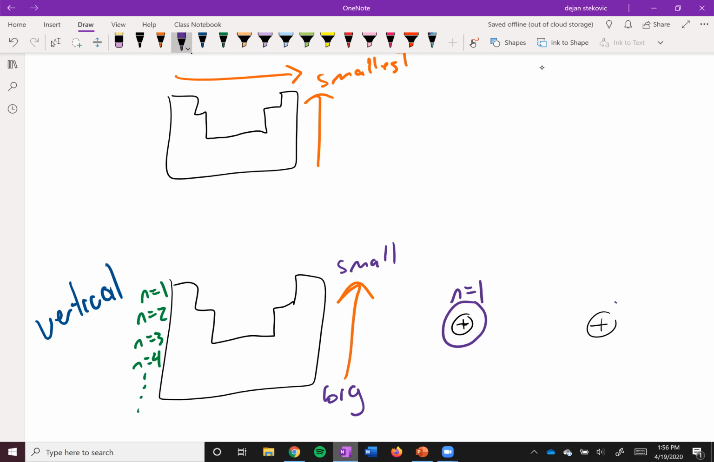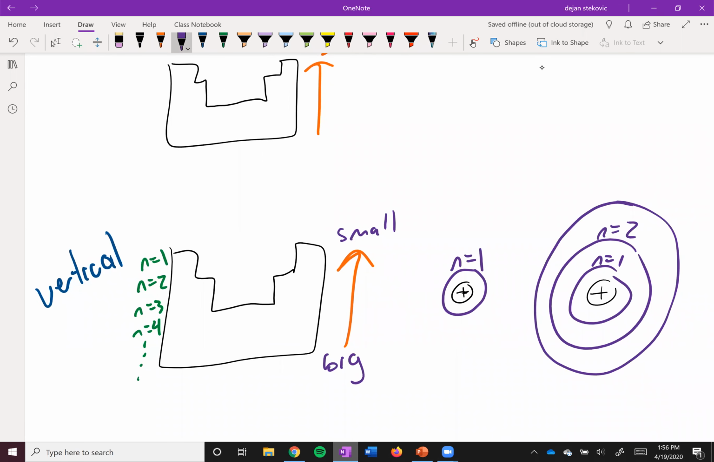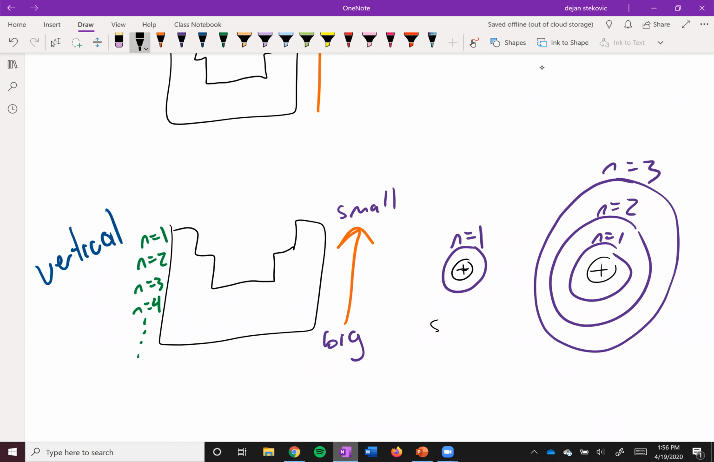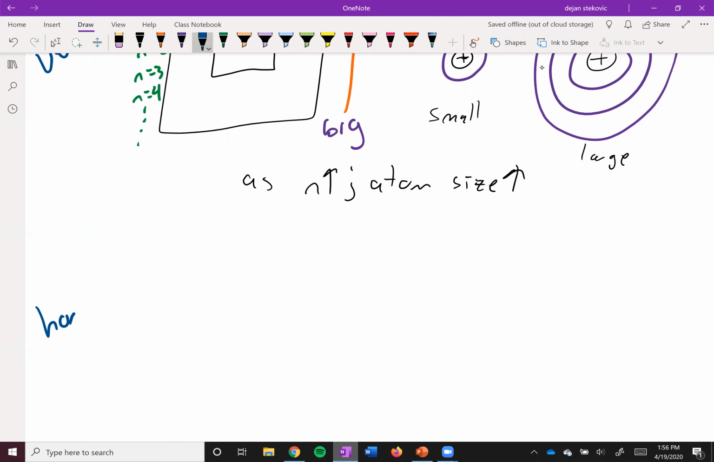And then this would be something like n equals 1, right? Up to n equals 2. And then we get bigger and bigger and bigger, right? N equals 3. So as we go down the periodic table, we get bigger and bigger, right? So this is small, this is large. As n increases, the atom size increases. That one's pretty simple, pretty logical, pretty easy to figure out. Let's take a look at the horizontal side of things.